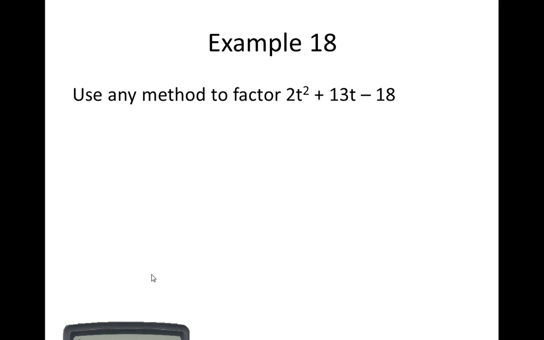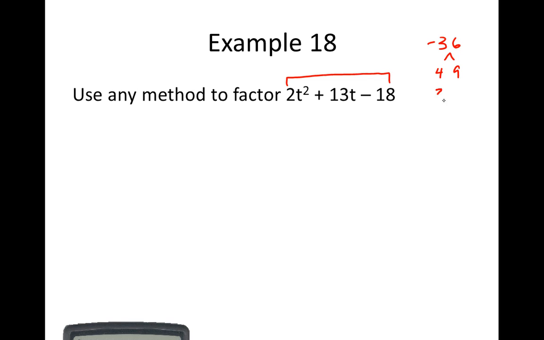Okay, 2t squared plus 13t minus 18. So we're going to do 2 times minus 18, got minus 36. So 36, that's what we got here. I got 4 and 9. Looks like it would work, doesn't it? 4 and 9 is 13, but ooh, a second. One of these has to be positive, one has to be negative. That was tempting, wasn't it? But that's not going to work.